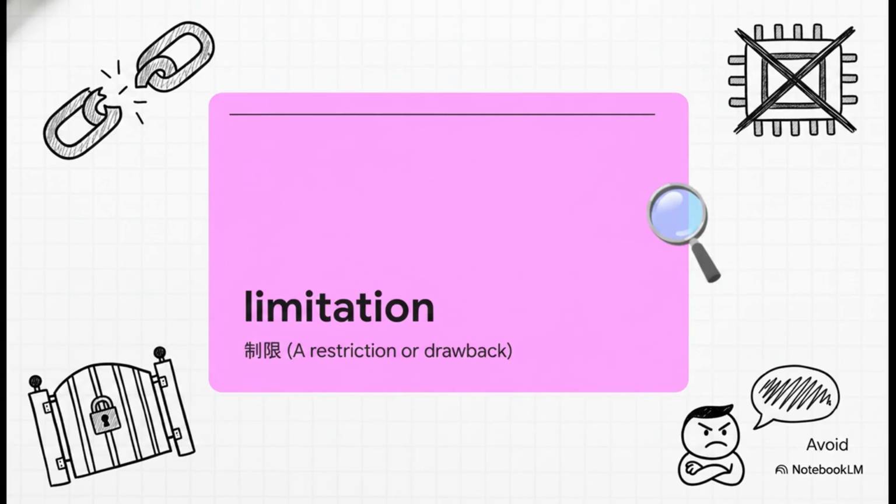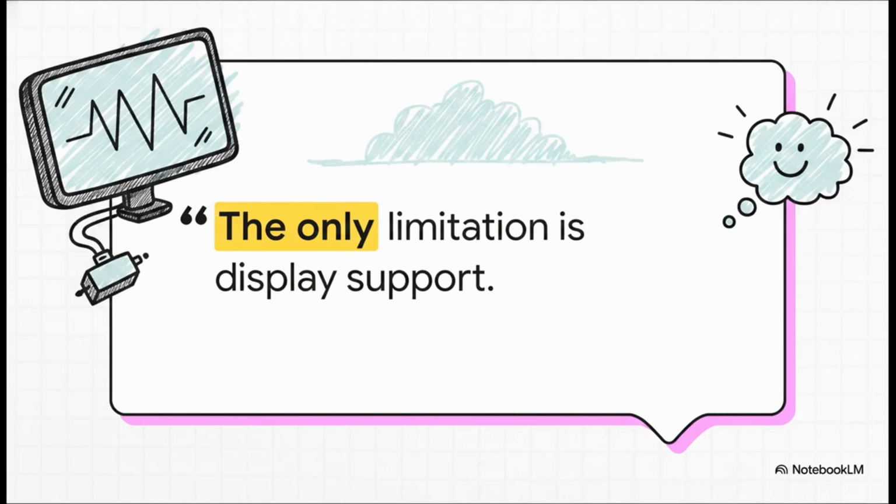Of course, no hardware is absolutely perfect, right? When we talk about a restriction or a weak point in a device, we use the word limitation. This is the professional, objective way to discuss hardware boundaries without sounding overly negative or like you're just complaining. And this brilliantly illustrates how we use that word in a gentle, conversational way. The only limitation is display support. Native speakers use the phrase, the only limitation is, to softly point out the single drawback of a device. It keeps the conversation positive while still stating the facts.